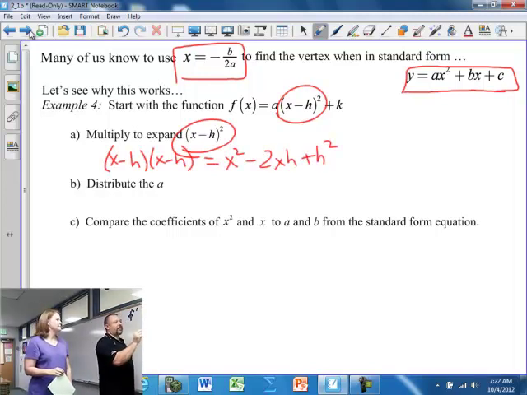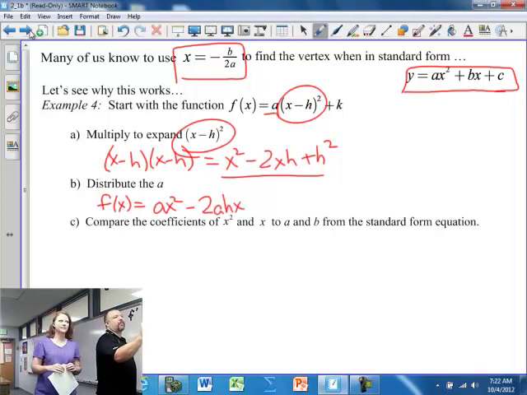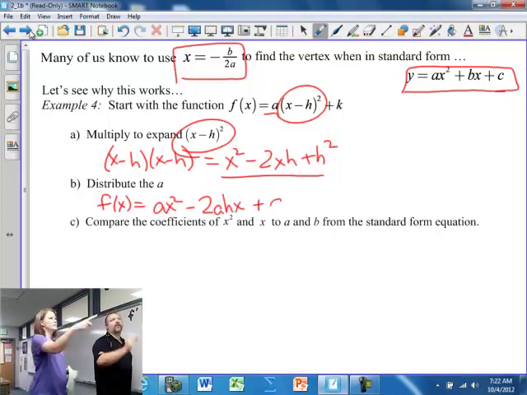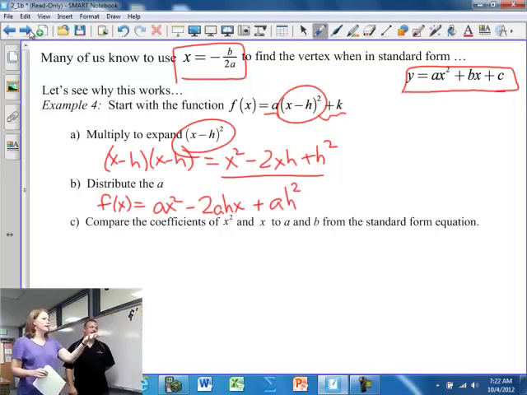Okay, so there's an a in front of that. So shouldn't we distribute an a? So right now we have f of x equals a times this whole thing. Yes, we do. So that's going to be ax squared minus 2. Now I'm going to go ahead and write the a, then the h, then the x. Is that okay? That's fine. Usually the x is the variable, so we put that last. Plus ah squared, and then there's a plus k. And don't forget the plus k.